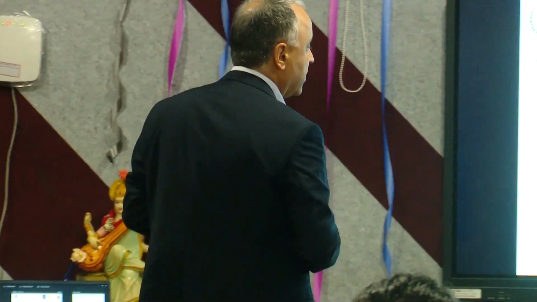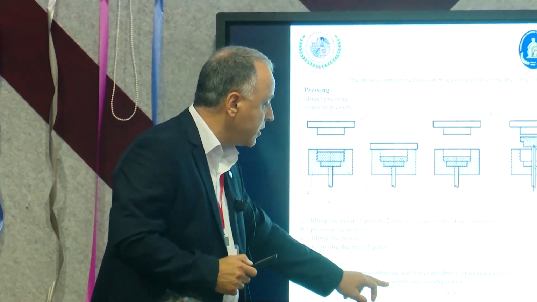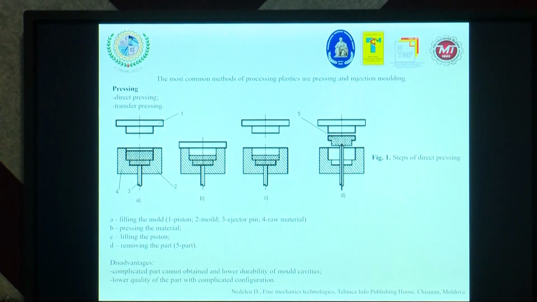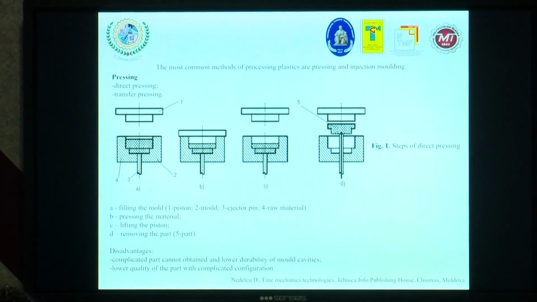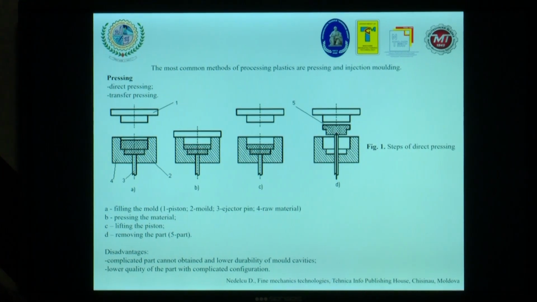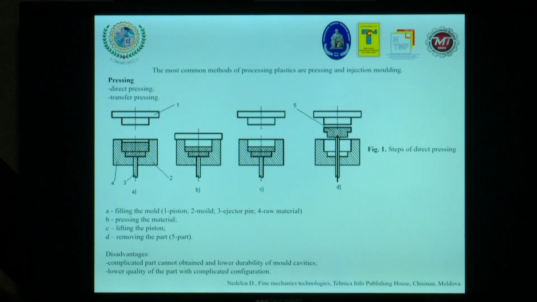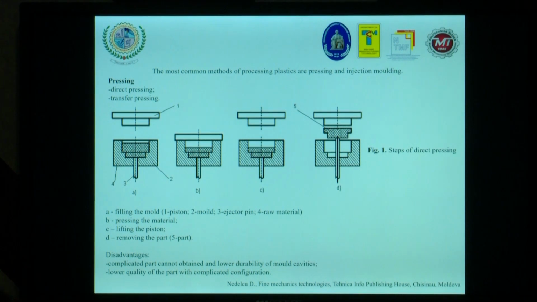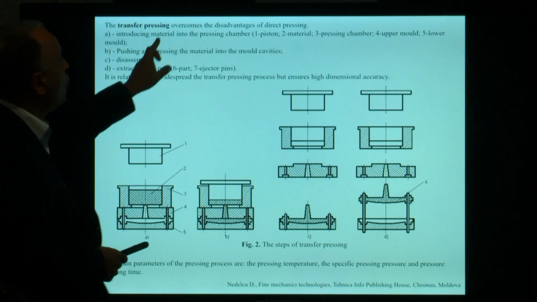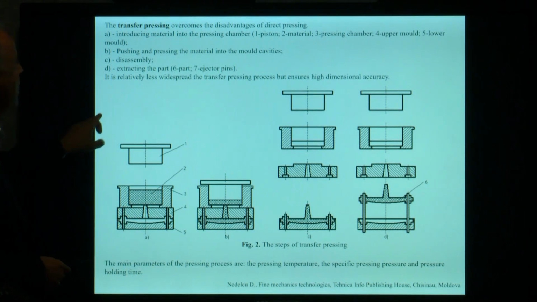Another disadvantage, you can see here, is lower quality of the part, of course, with complicated configuration. So the disadvantage is that we can go further to obtain the complex part, but without quality of the surface of the part that we obtain. This is the reason why the transfer pressing, the next one, overcomes the disadvantage of the direct pressing.